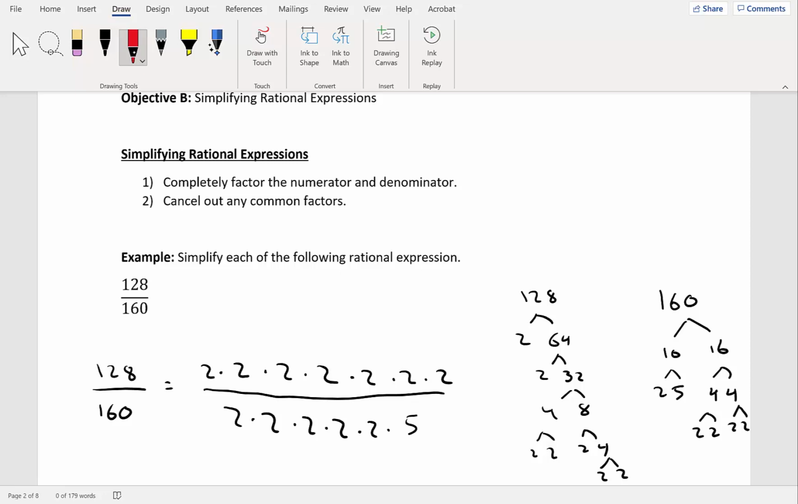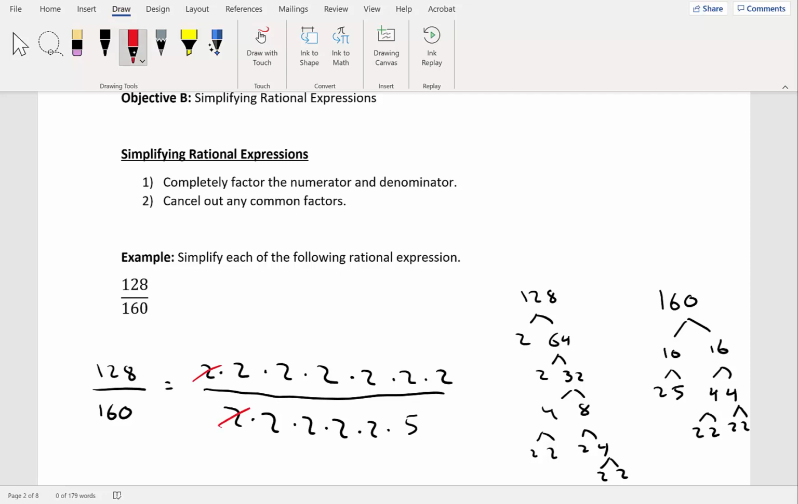Now I know you've probably seen a different way to simplify fractions. You just take a look and see what number can go into both of these, and you divide 128 and 160 by that number. I'm showing you this method just so we can get used to how we're going to factor these rational expressions. So now, once I have it completely factored, you start canceling out common factors.